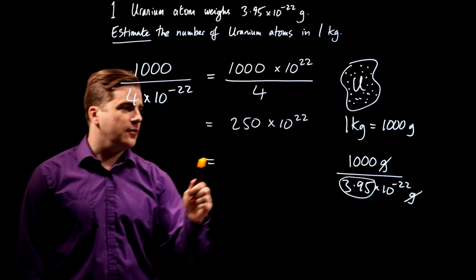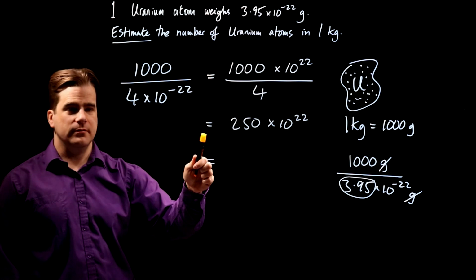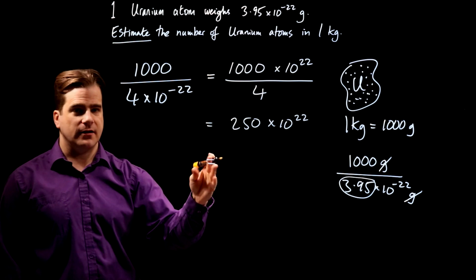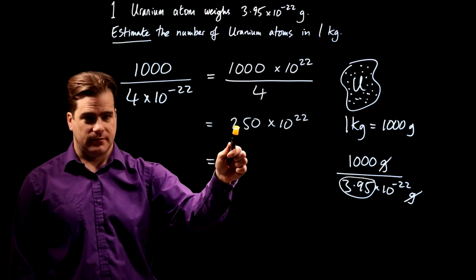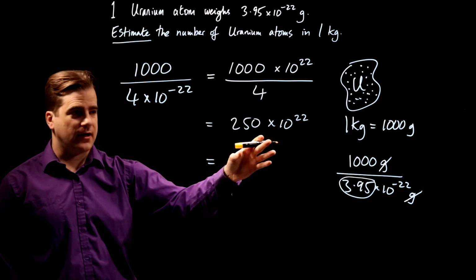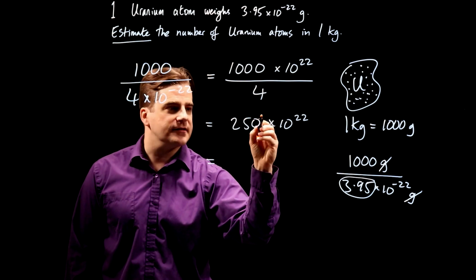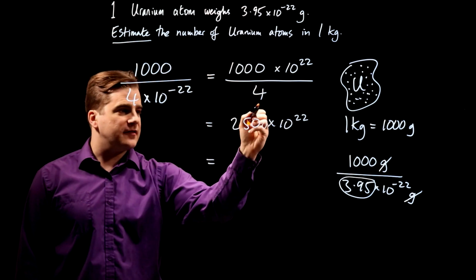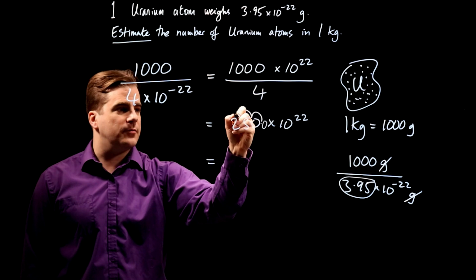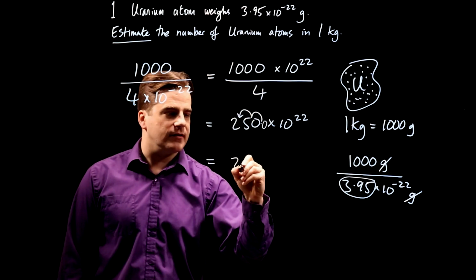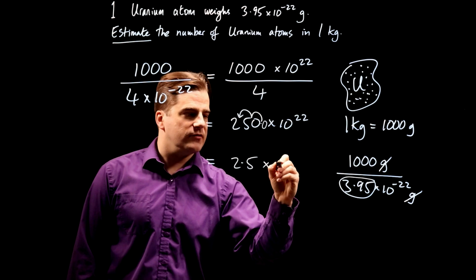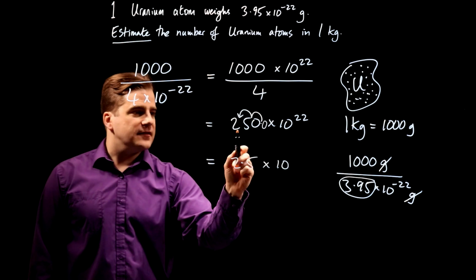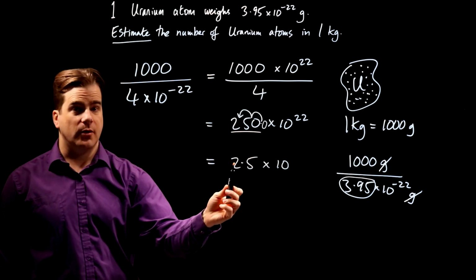So we're pretty close now, but this is not quite in standard form, and we're going to give the answer in standard form. In standard form you need 1 digit, then the decimal point, and then whatever. At the moment, the decimal point is there. That's the same as 250.0. So we need to move this decimal point 2 places. So we're going to write it as 2.5 times 10 to the something.